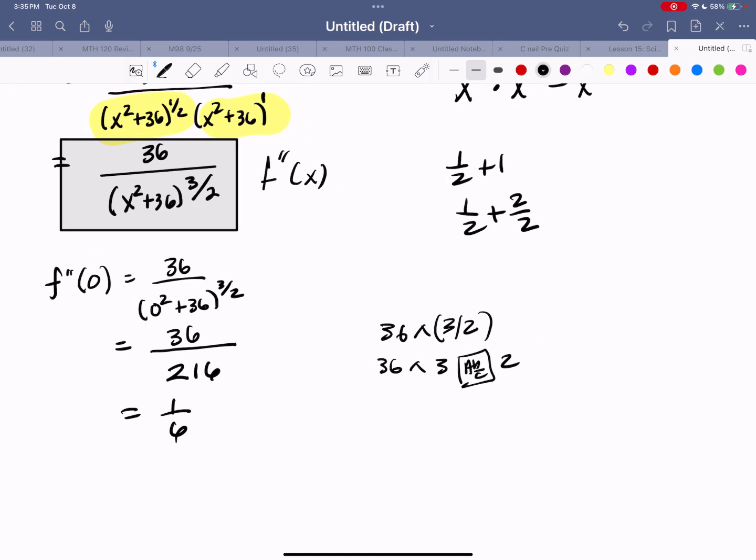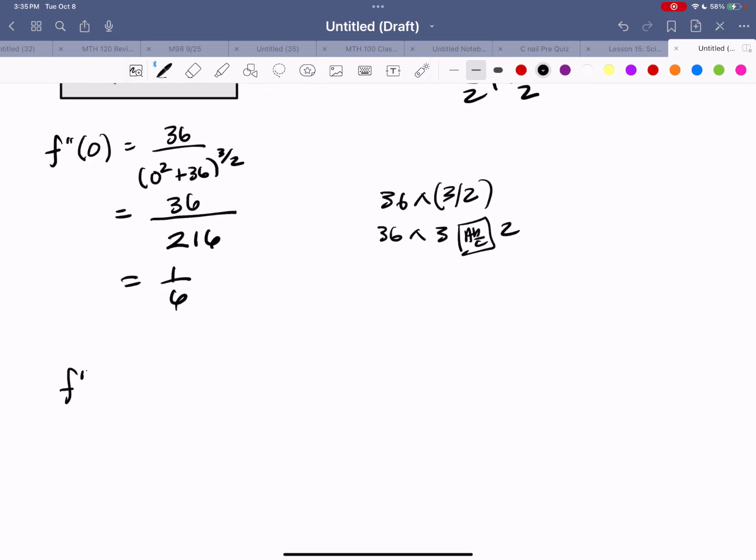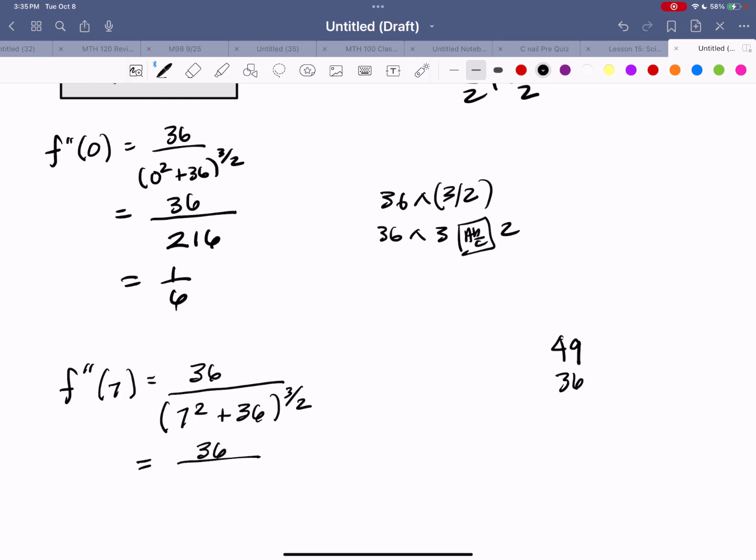Now we have to do it at 7. The second derivative at 7 is 36 divided by 7 squared plus 36 to the 3/2. That's 36, 49, and 36 is 85 to the 3/2. And it says to us to do this one as a decimal.